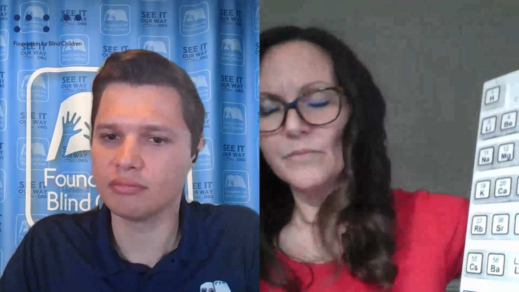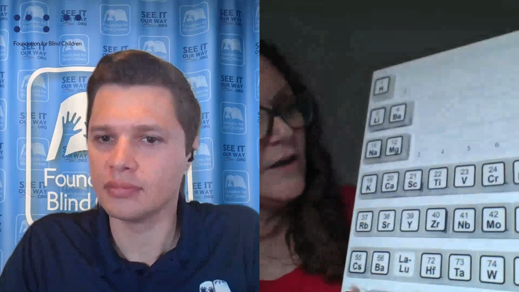I work on them reading letters, reading numbers. I play a game where I say, okay, well, find number 43 and tell me what element's in there. So they have to find the Braille number and read it. So you can use this and then they become familiar with the periodic table. So when they get into science, they already know it.